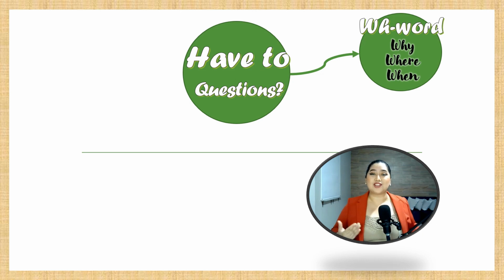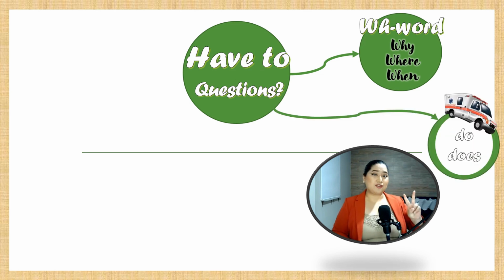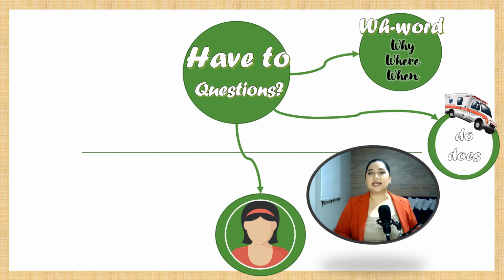Well, the first thing you need in order to structure a question is one word. So you can say why, where, when, what time, and so on. One word. And after that, for present obligations, we have two auxiliaries, do and does. Do, does. Yeah, you remember, right? And after that, a subject.